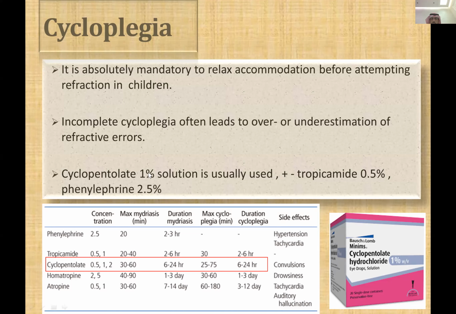Cyclopentolate 1% is the usual and most commonly used type of cycloplegia. You'll find some pediatric ophthalmologists use a different type, but this is the most common. You can add phenylephrine 2.5% or tropicamide 0.5%, depending on the physician's practice. And we can see here that cyclopentolate is used because of good cycloplegia and short onset of cycloplegic effect.